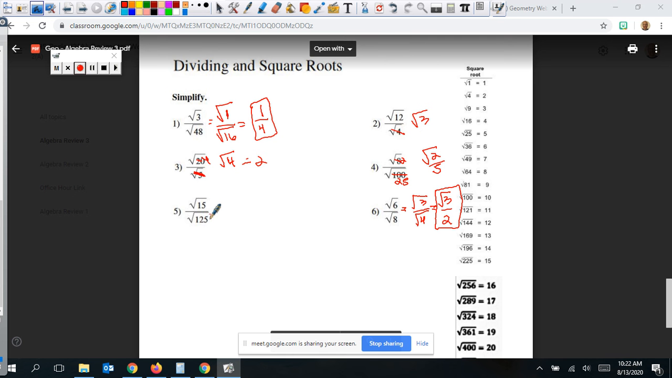And this one, 5 goes into both of these. So 5 goes into 15 3 times, and this one, 5 goes into 25 5 times. And so our answer here is going to have the square root of 3 on top, and then the square root of 25 is a 5 there.